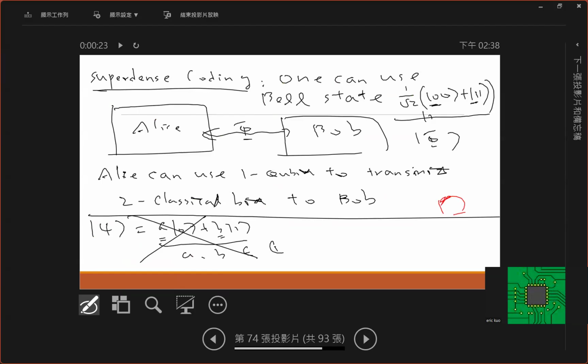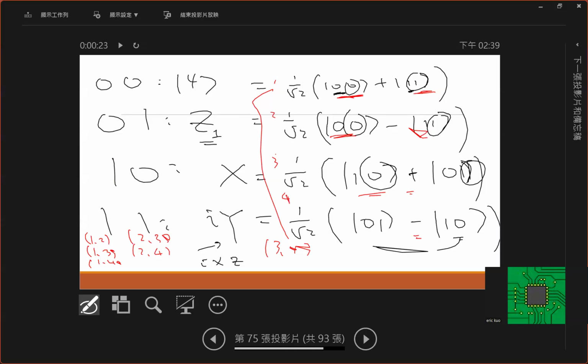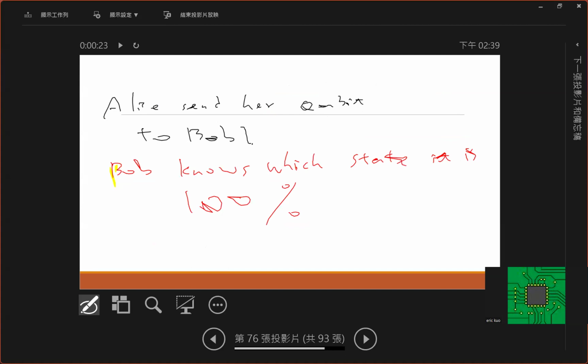This is true. So this protocol just tells you that if Alice and Bob first share a Bell state, and Alice wants to transmit 2 classical bits of information to Bob, then the second step is that Alice just follows this rule. If I want to transmit 0, 1, I just take Z. If it's 1, 0, I take X. If 1, 1, I take Y. And after that, I just send this state to Bob.